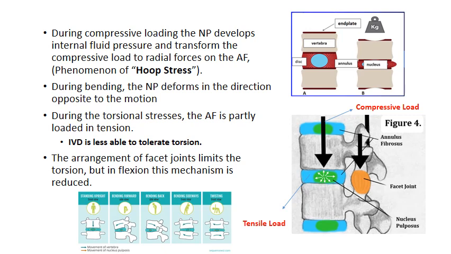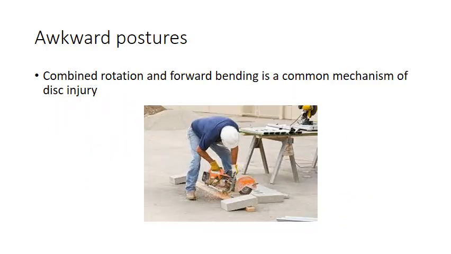During standing, the facet joints in our vertebrae can control the torsional movement, but when a person is bending forward, the effect of the facet joints is less prominent than before. It's interesting to know that most injuries in the back area are caused by a combination of rotation and forward bending.